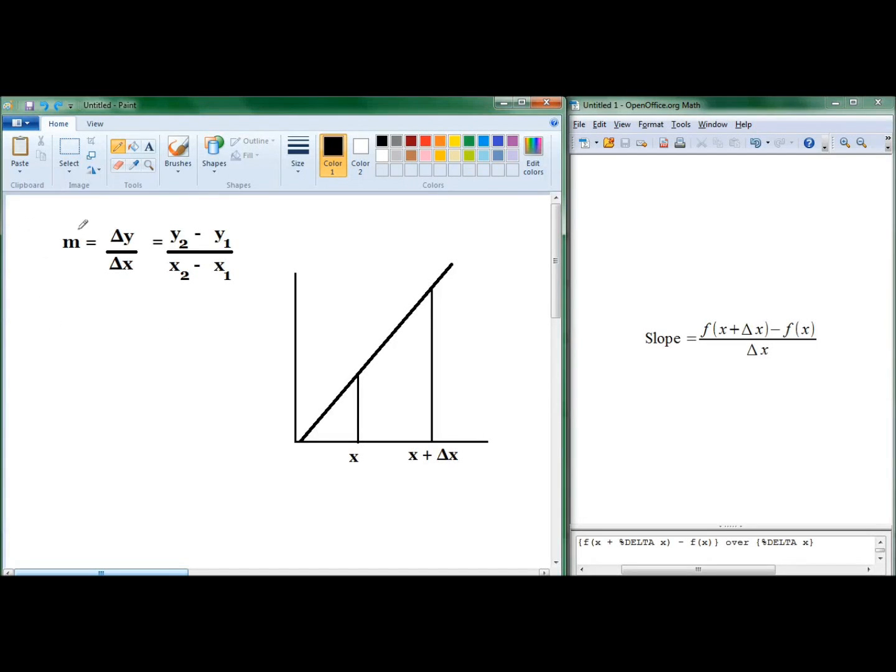Hi everyone. So hopefully this should look pretty familiar. Here we have the slope, represented as m, is equal to the change in y divided by the change in x, which is also equal to the difference between two y's and the difference between their associated x's.